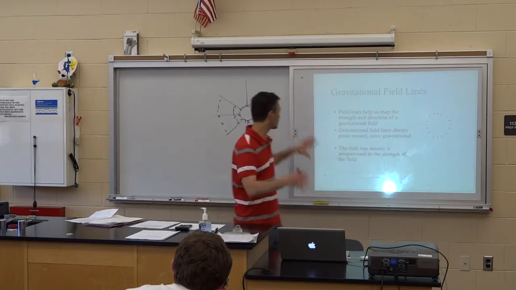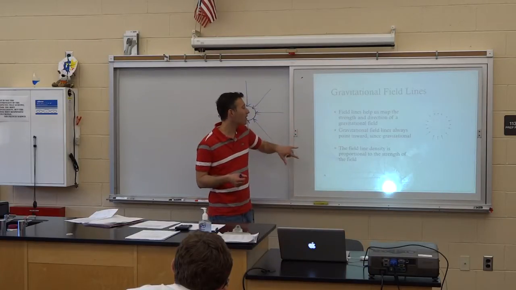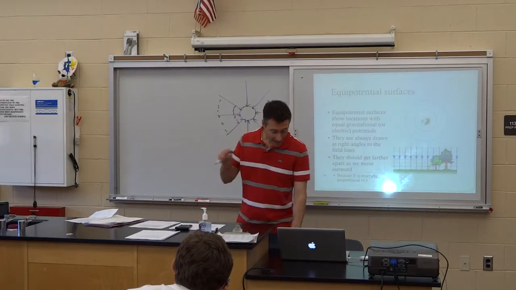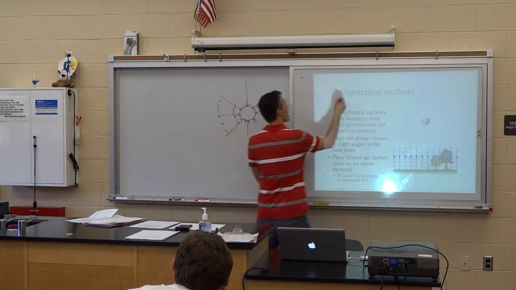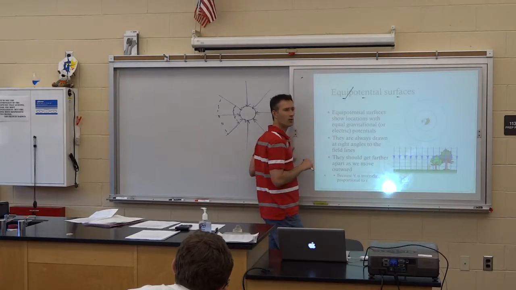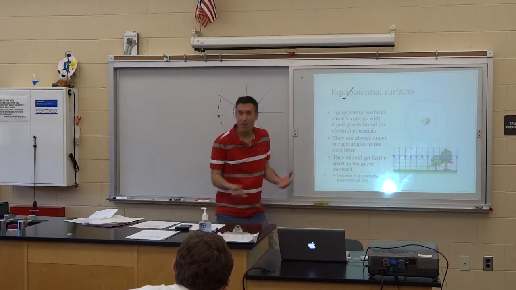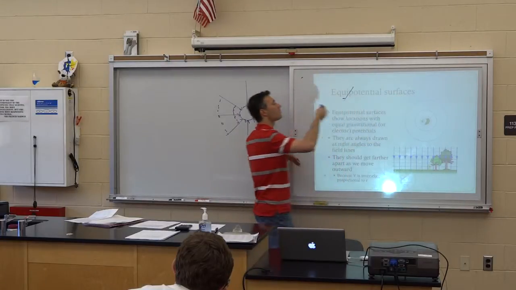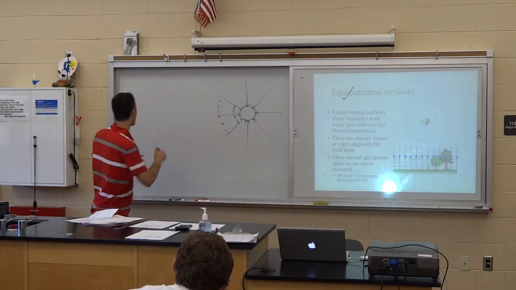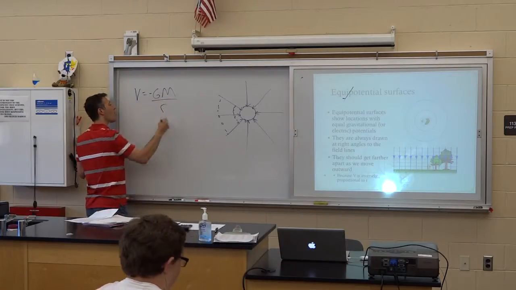So gravitational field lines always point inward, since gravity is always attractive, and the field line density is proportional to the strength. We are going to add something to our field diagrams called equipotential surfaces. So what does equi mean? Yeah, equal, right? And what does potential mean? Gravitational potential, right? So an equipotential surface is marking areas of equal gravitational potential. And gravitational potential, as we said earlier today, is negative Gm over r.